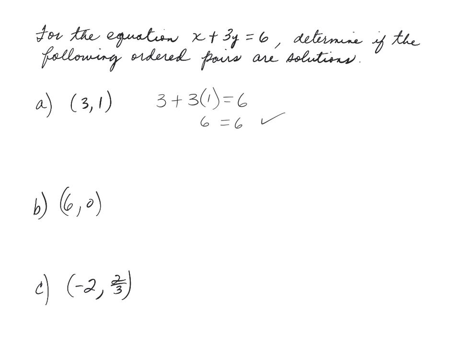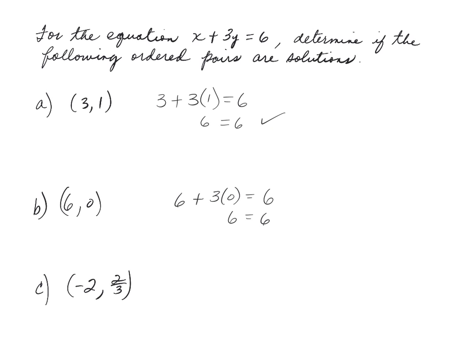Then we have x plus 3y equals 6. We're going to plug in 6 and 0. X is 6 plus 3y, but y is 0. Does that point lie on that line? That means it's a solution. Does that equal 6? Yes, because 6 plus 0 is 6.